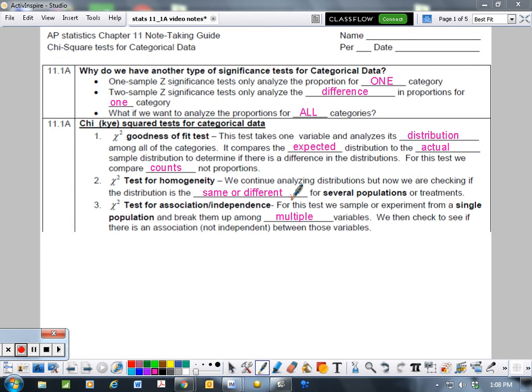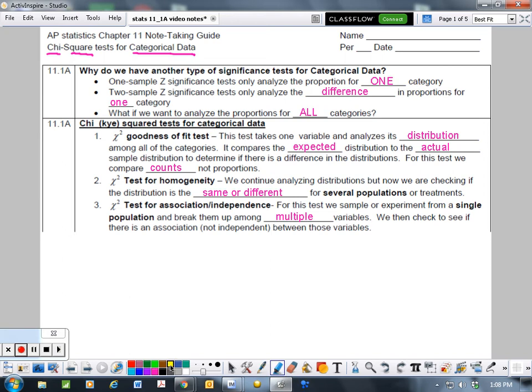Okay, so we're going to work on chapter 11, which is called the chi-squared test for categorical data. So we're still working with significance tests. And the big question is that, oh my gosh, we already have so many tests and intervals. Why do we need more? Let's look at what we have.